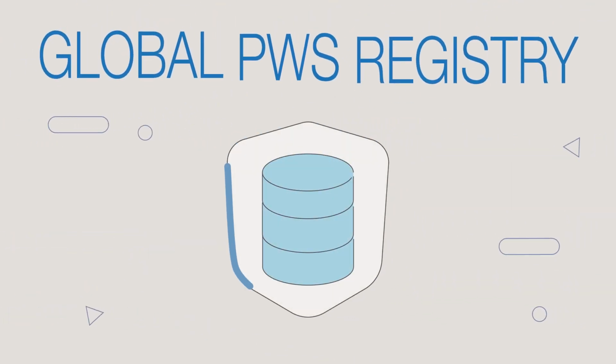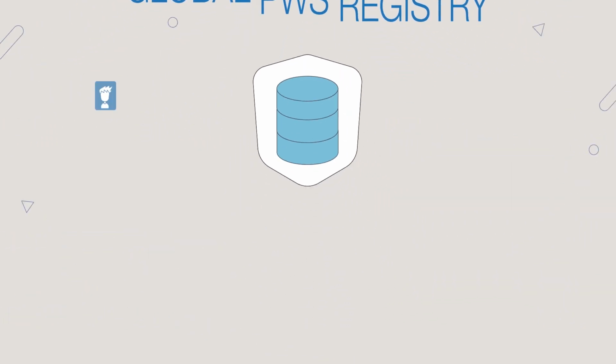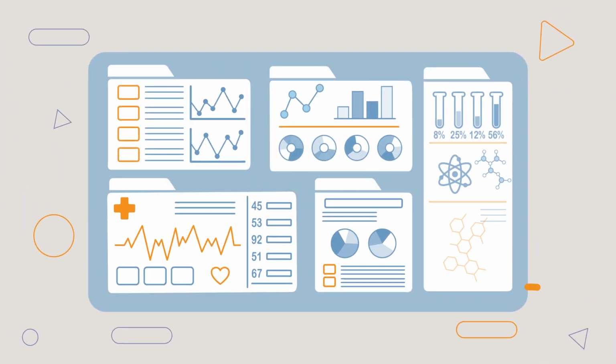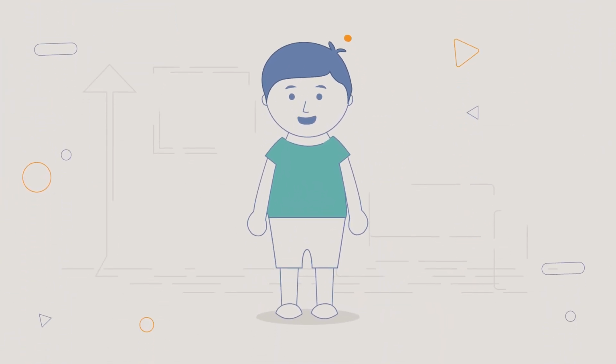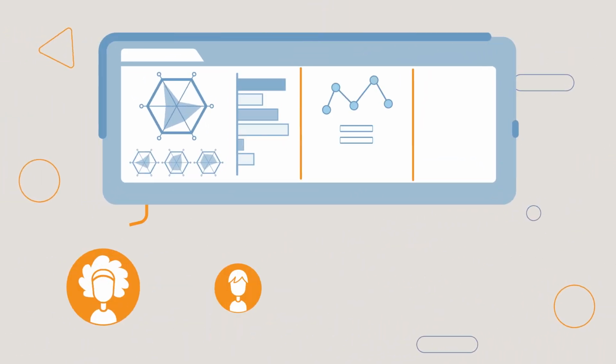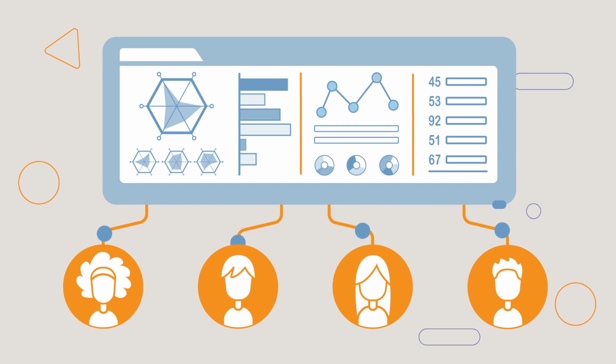The Global PWS Registry is a web-based, comprehensive, and secure database. Data from the registry is used by doctors and scientists to better understand PWS characteristics and medical complications. Information is also shared back to the PWS community.